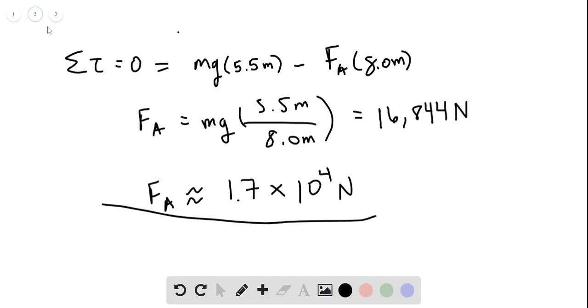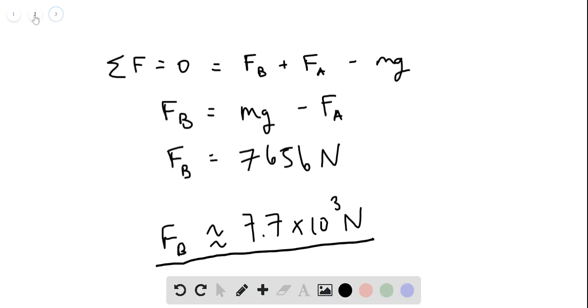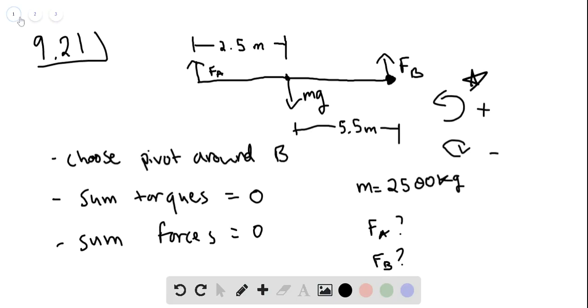So I just got that FA is about equal to 17,000 newtons. You should look for the answer exactly 16,844, but about 17, depending on where you round it, you'll get something like 17,000. Something similar for the second part.